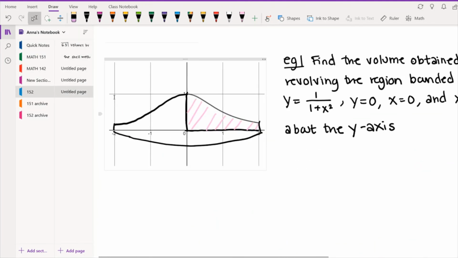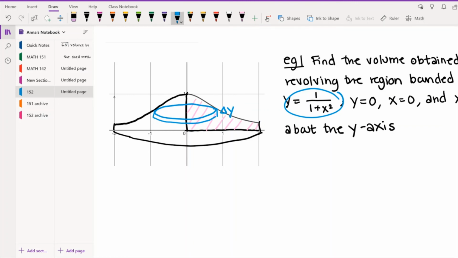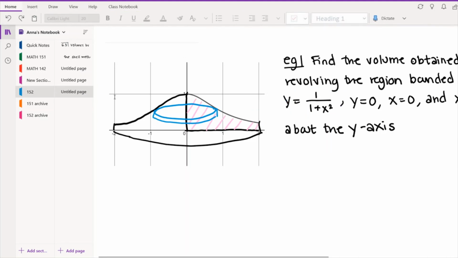But you can still use shells on this. And so why would you use shells on this instead of discs? Discs might seem simpler. Well, the problem is, again, if you wanted to use discs, you would have to be integrating with respect to y, right? Because the thickness is delta y. So if you're integrating with respect to y, that means that you need to solve this for x, and this is not the friendliest thing to solve for x. So even if the disk method seems like an easier setup to you, the equations you have might make it more difficult to actually use the disk method.